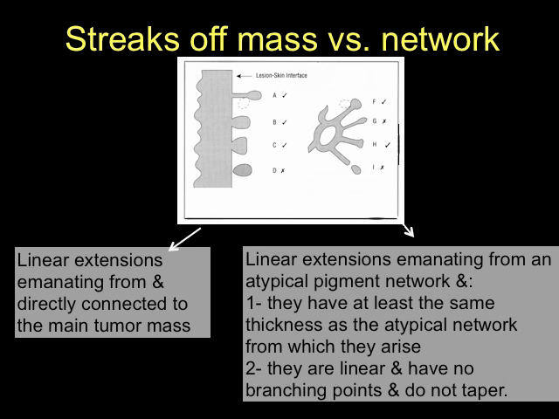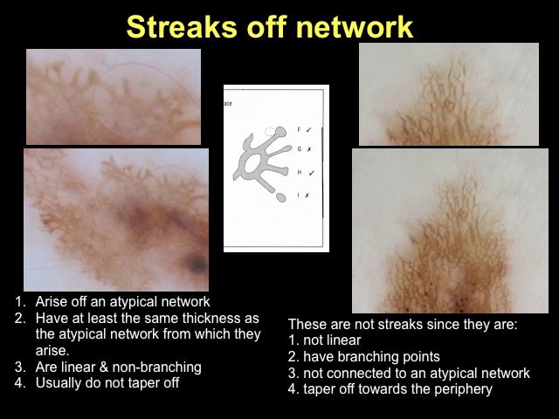The schematic on the right shows streaks emanating from an atypical pigment network. The lines labeled F and H are considered streaks. Lines coming off a network are considered streaks if they have at least the same thickness as the atypical network from which they arise, they are linear and have no branching points, and they do not taper and fade as they progress towards the periphery. The line labeled G is not a streak because the line is thinner than the network from which it originates. Line I represents a peripheral globule, the significance of which we will discuss shortly.